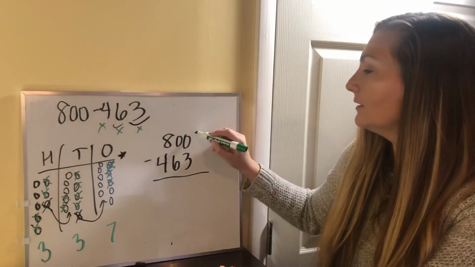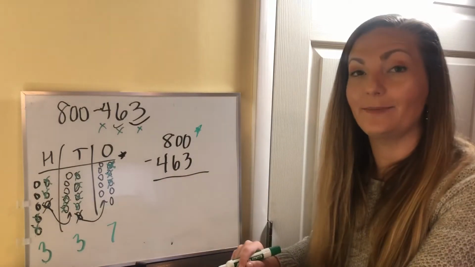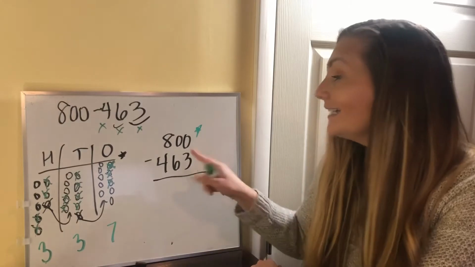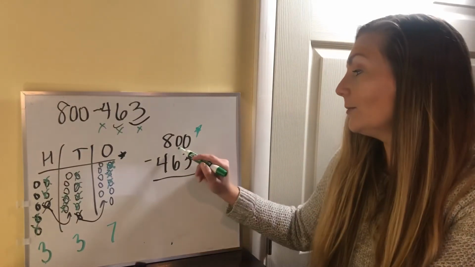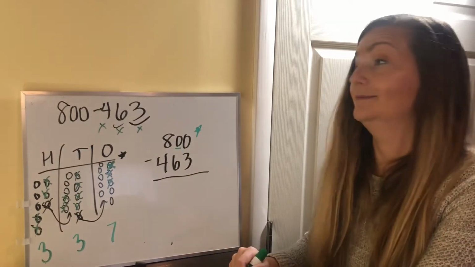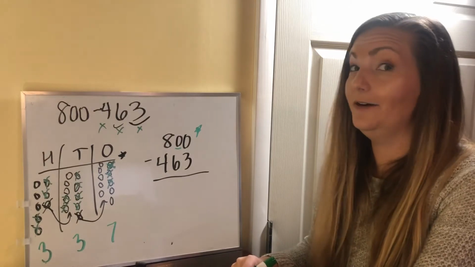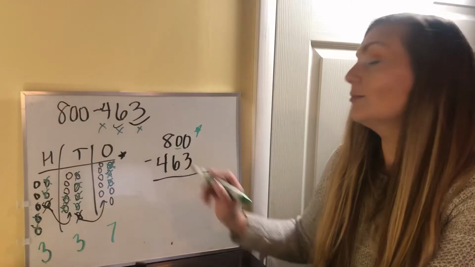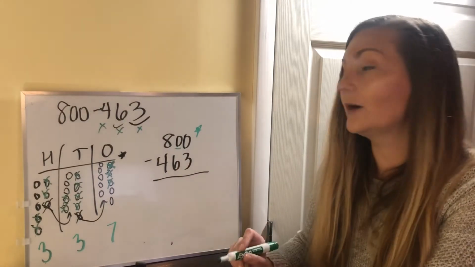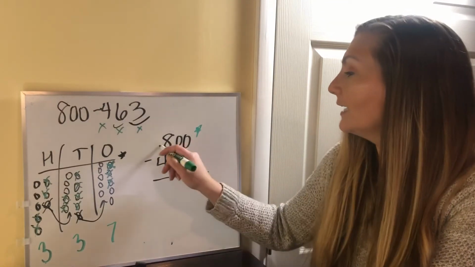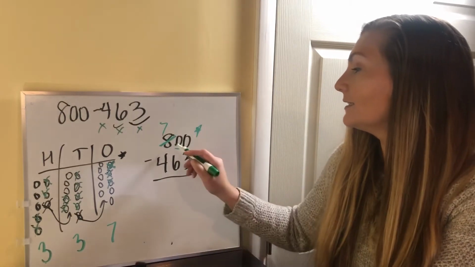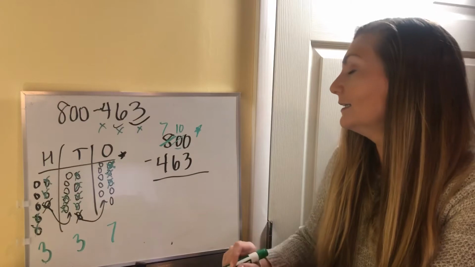So we'll start here. 0 take away 3, what happens? And then I say, hey neighbor, can I borrow a 10? And what's my neighbor going to say to me? No, you can't borrow a 10. I don't have any. So he's going to go to his neighbor and ask if he can borrow. He's going to go to the 8 and ask if he can borrow. And the 8 would say, sure, yeah, I got some. So the 8 will turn into a 7, and the 0 will become a 10.